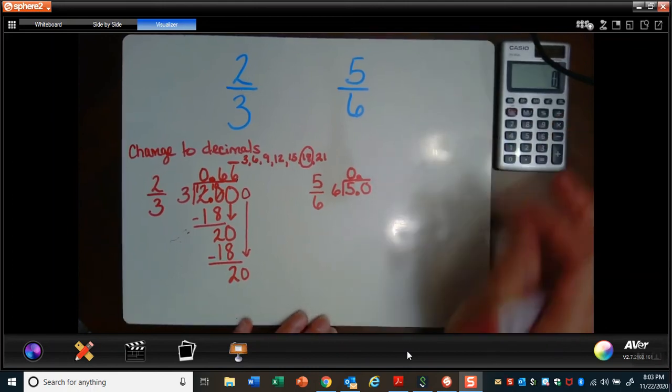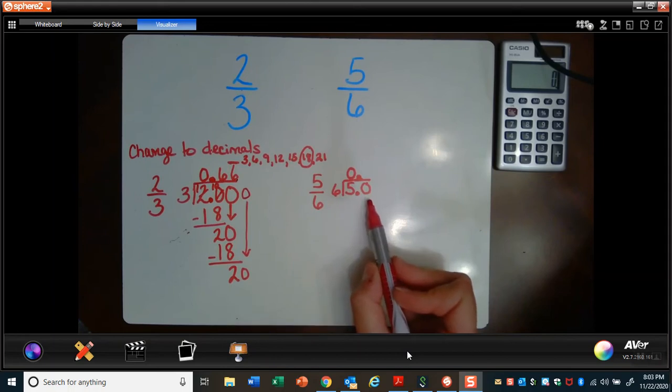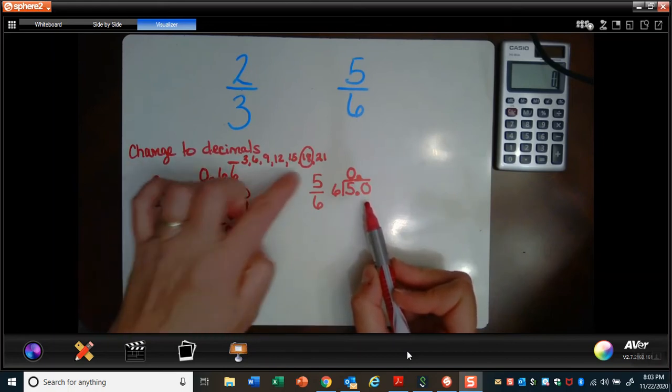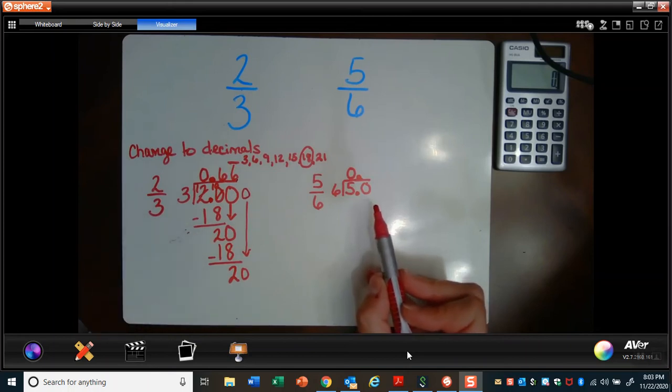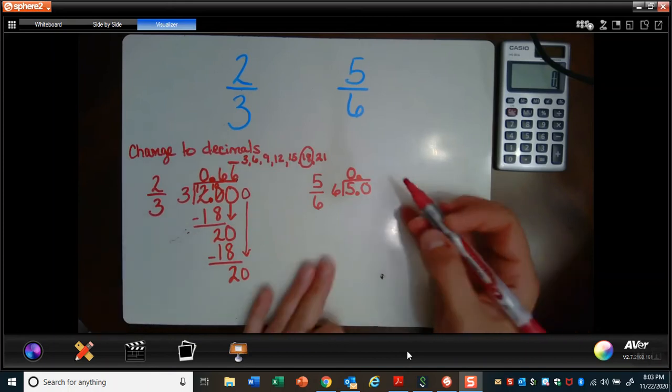So now I'm going to multiply by 6 until I get close to 50, but remember, I can't go over because I couldn't take 21 away from 20. I want to get as close as I can without going over.